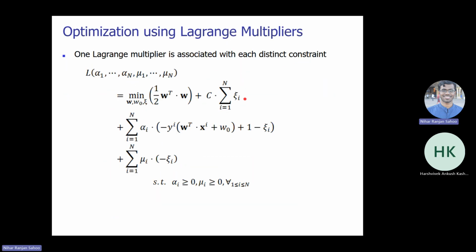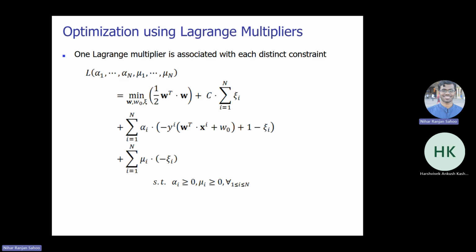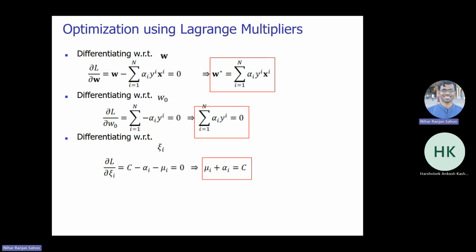Now there are three variables here: w, b and xi. Again, I mentioned I'm interchanging b and w0. So we have to differentiate the primal we got with respect to w, b and xi. This is an easy differentiation, you can work it out on your own. If you differentiate, what is the optimal w you will get? Summation of alpha I, yi, xi. While differentiating with respect to b, we get summation of alpha I, yi equal to 0. With respect to xi, we get the relation mu I plus alpha I equal to c.